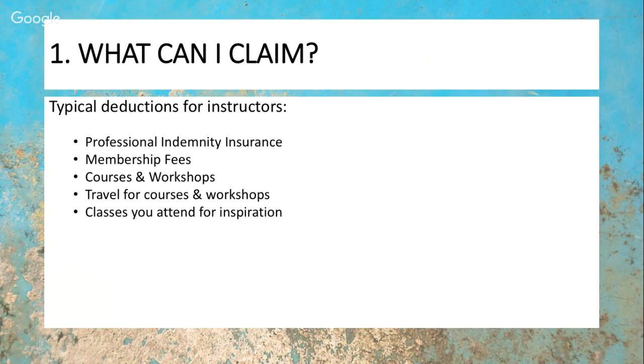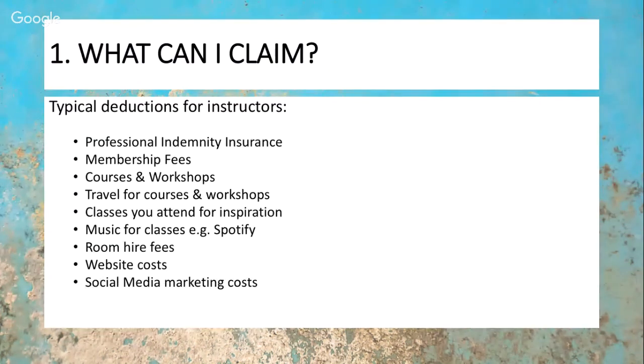You can also claim for any classes that you attend for inspiration. These are kind of like an education and furthering your knowledge. If you have a Spotify subscription, you can claim for that if you use it for music for your classes. You can claim for room hire fees if you're hiring a space for any of your classes. If you have a website, you can claim for any costs associated with running that website.